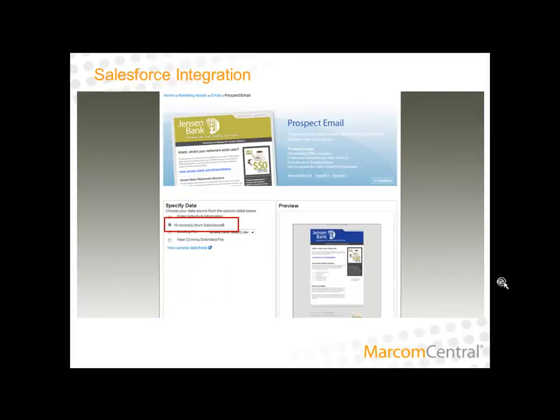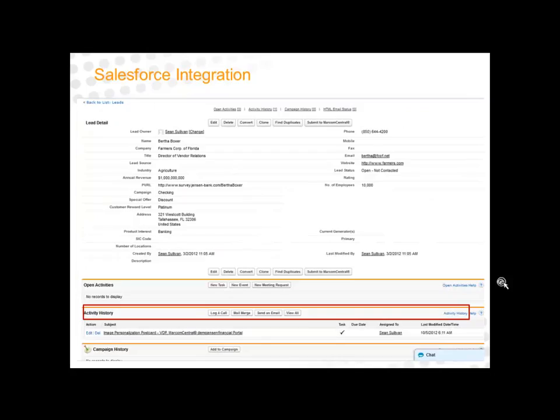allowing MarcomCentral to distribute the marketing content and through the two-way integration, send an activity report back into each record that's received that piece of material with a date and timestamp and a link to be able to preview the exact piece of content delivered.